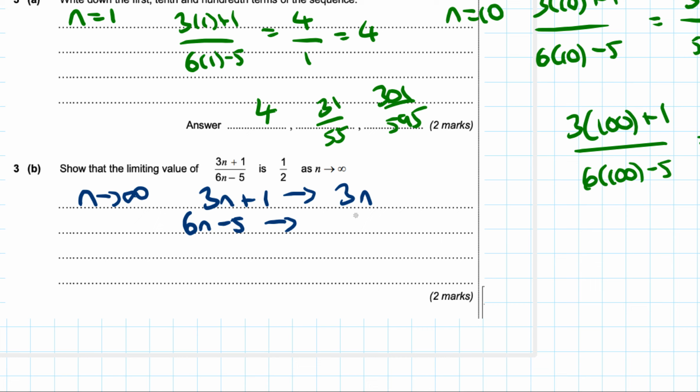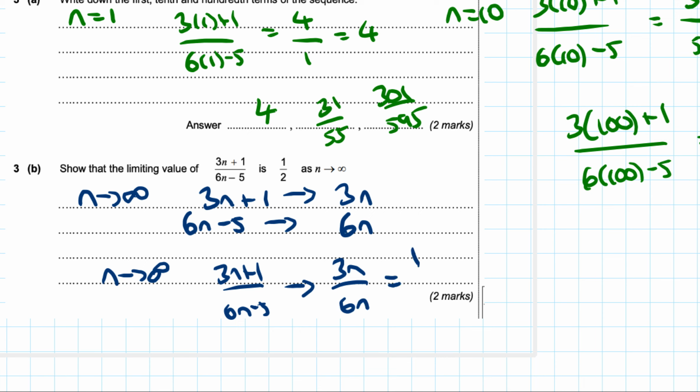So as n gets to infinity, we can say that 6n minus 5 tends to 6n. And then we can replace our values here, so as n goes to infinity, (3n plus 1) over (6n minus 5) will tend to 3n over 6n, which is equal to a half. The n's cancel out, 3 divided by 6 is equal to a half. And that gives you your answer here.